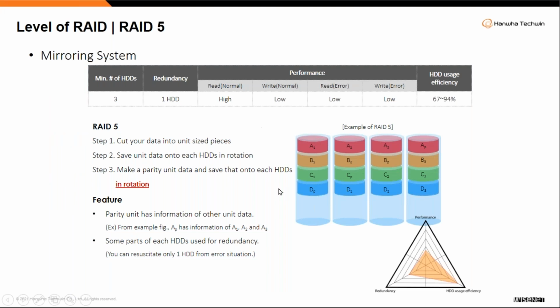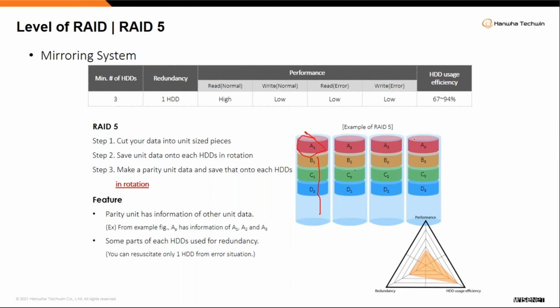RAID 5. So here, let's say there are 4 hard disks. It is writing value, first value, then it will not write all the values in the same hard disk. It will write across the hard disk.